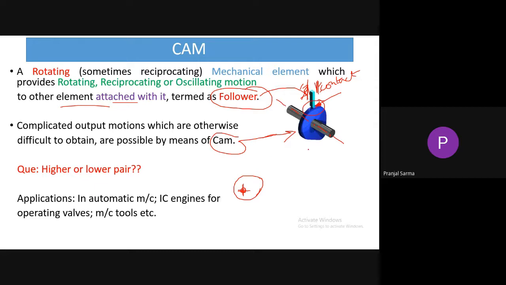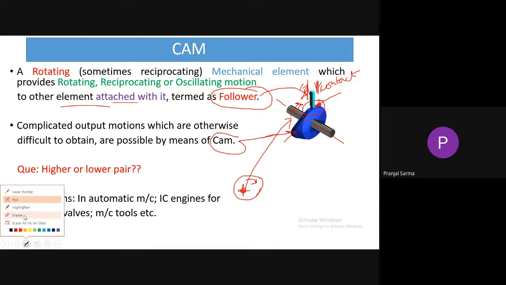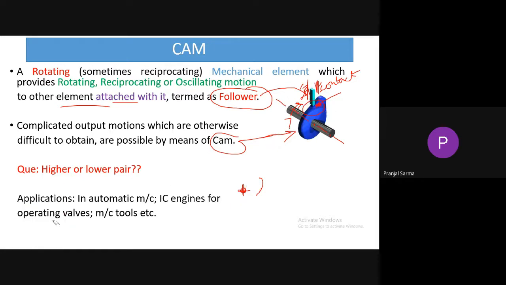Now suppose the cam is given, and this particular shaft is rotating. The cam is keyed to the shaft with the help of a certain key. So along with that shaft, what will happen? This cam is also rotating, right? Yes, because it is keyed here.